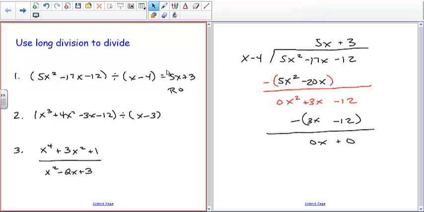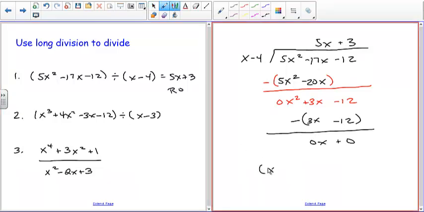So this one, what we would know is that x minus 4 is a factor of this expression. And what we have left up here, 5x plus 3, is the other factor. So because we have a 0 remainder, we know that x minus 4 times 5x plus 3 should equal 5x squared minus 17x minus 12. So let's just check that out.